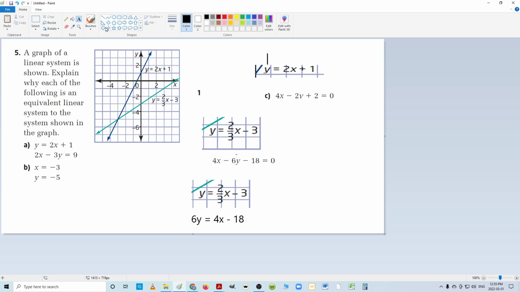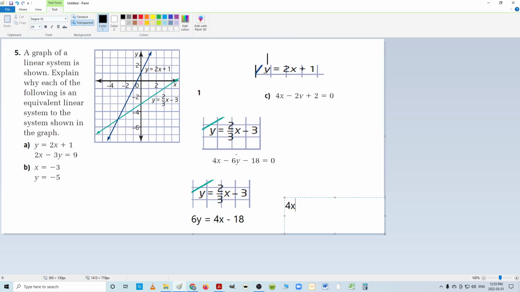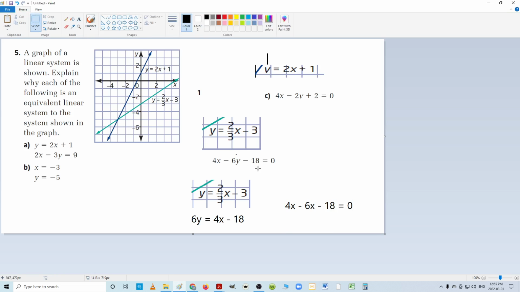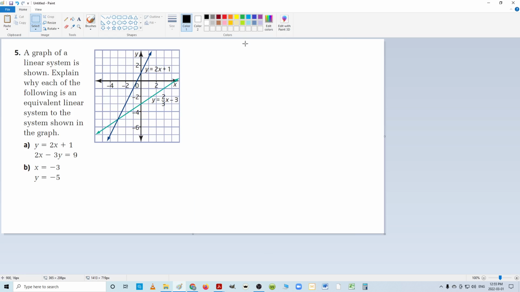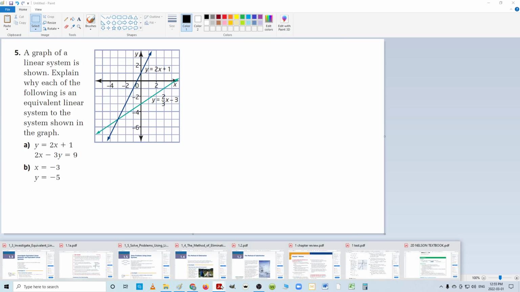Now I just got to notice that everything's on one side of the equation, so I just got to subtract 6y to that side. And I get 4x minus 6y minus 18 is equal to 0. And I've just proven that they are equivalent, because as long as you multiply all terms by the same number, you're not changing the equation. So there you go. That's what I was getting on about there.